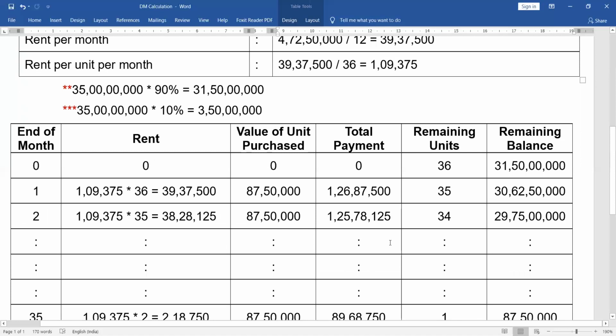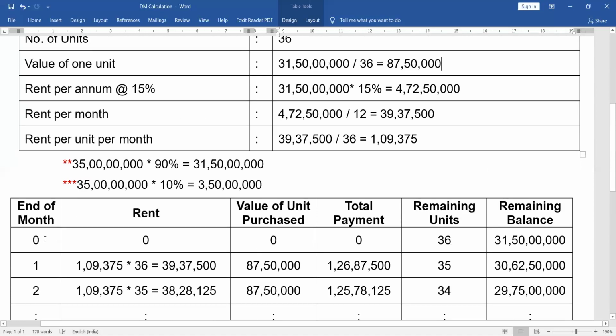There are 36 months. We start at month 0. At month 0, there is 0 rent, no unit has been purchased, and total payment is 0. So the remaining units are 36, and the balance the customer has to purchase is the share of the bank, 31 crore 50 lakh.